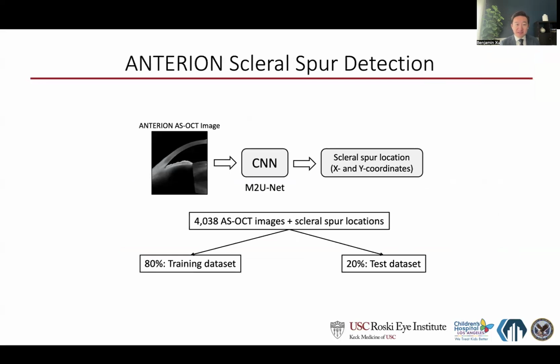In order to develop this AI algorithm, we used just over 4,000 ASOCT images, each with a scleral spur location that was provided by an expert glaucoma specialist. These images were paired with these X and Y coordinates in order to train a convolutional neural network, which is a form of AI.